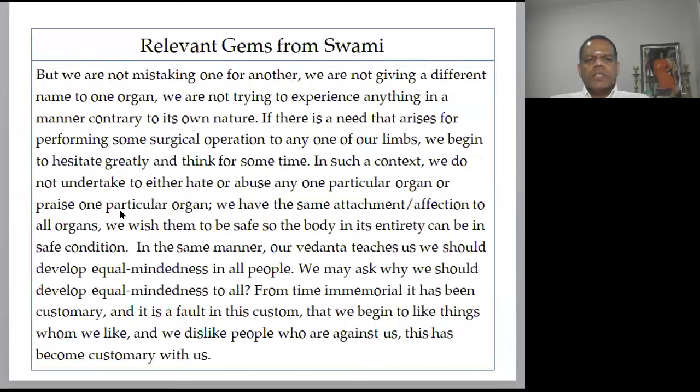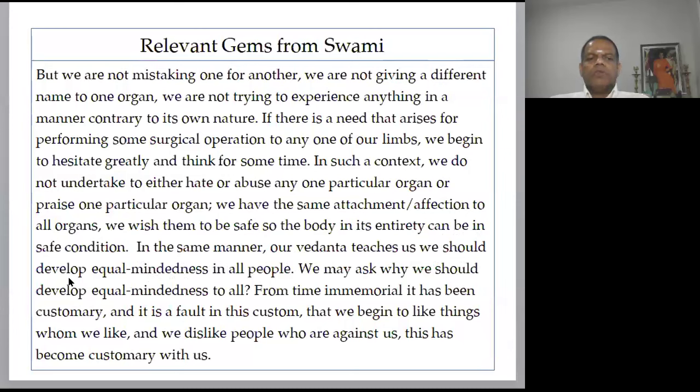In such a context, we do not undertake to either hate or abuse any one particular organ, or praise one particular organ. We have the same attachment and affection for all organs. We wish them to be safe so the body in its entirety can be in a safe condition. In the same manner, our Vedanta teaches us we should develop equal-mindedness toward all people.